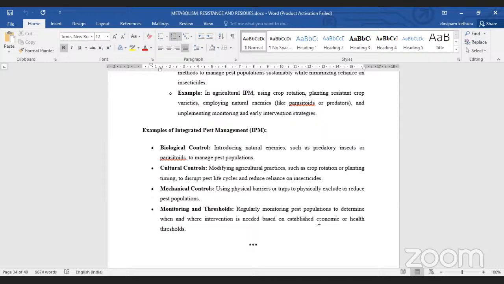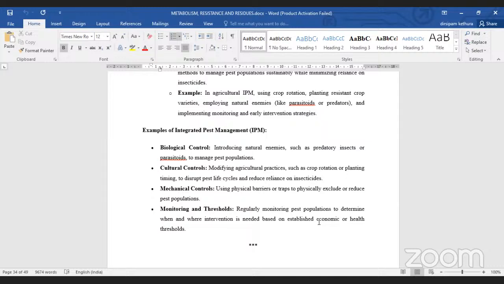And the third one is mechanical controls, using physical barriers to reduce pest populations. Then monitoring and thresholds, regularly monitoring pest populations to determine when and where intervention is needed based on established economic or health thresholds. All these are the examples of integrated pest management.